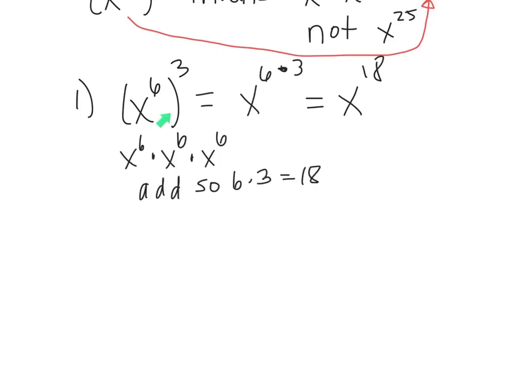The other reason you can show to get x to the 18th is to take the x to the 6th and multiply it by itself 3 times. x to the 6th, x to the 6th, x to the 6th. This is a case where we add exponents. So we're doing 3 groups of 6. 6 times 3 is 18.